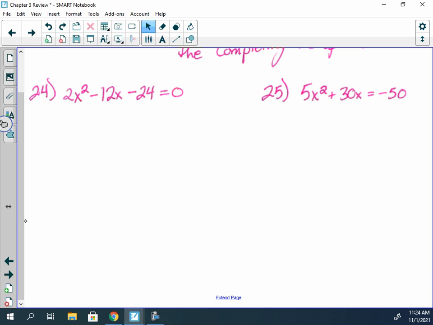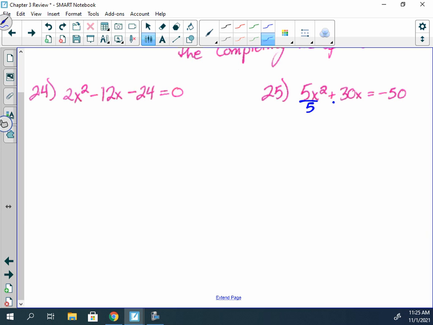Now, when we look at number 25, we have 5x squared plus 30x is equal to negative 50. Well, the second step in completing the square is to get the variables on one side and the constant terms on the other. Is it already there? Well, yes. So I'm not going to do anything with the negative 50. If we were using the quadratic formula, then I would need this equal to 0. Now, the first step in completing the square: is a equal to 1? If not, make it so.